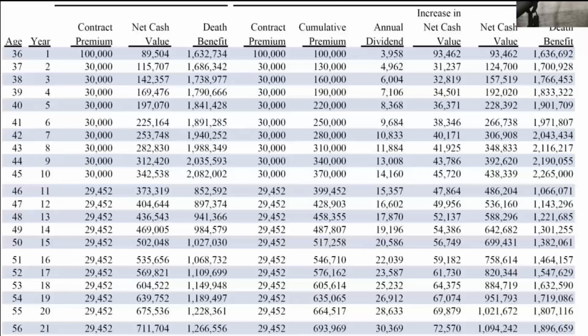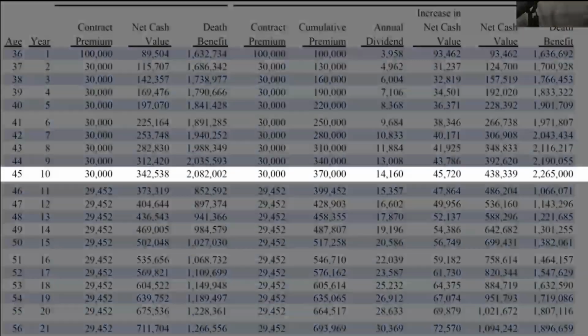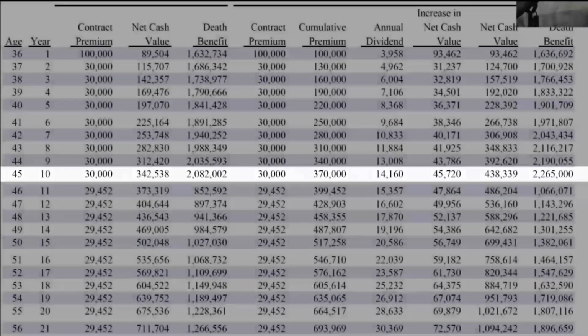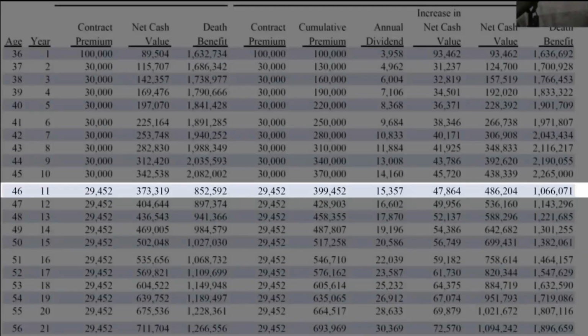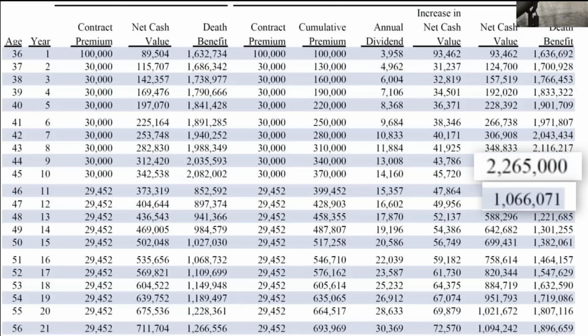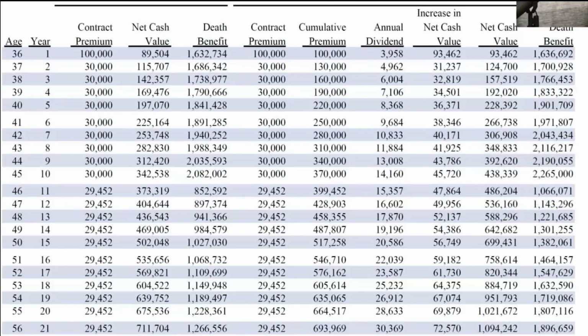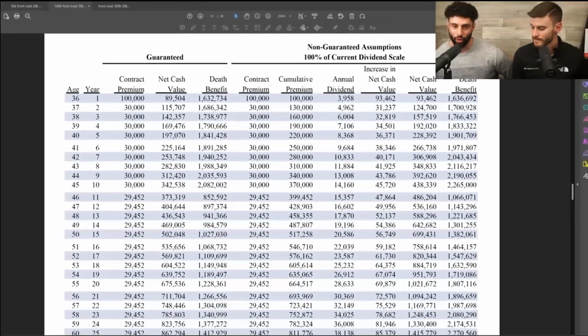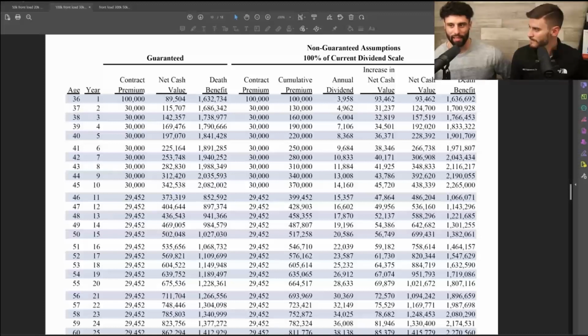This one has a 10-year term rider as well. As you can see, in the 10th year, the contribution goes from $30,000 to $29,452. And also, if you look at the death benefit, it goes from $2.2 million to $1,066,000. The reason is that the term rider inside of the contract essentially falls off. But the really cool part about this is that term insurance is essentially a cost with this company.